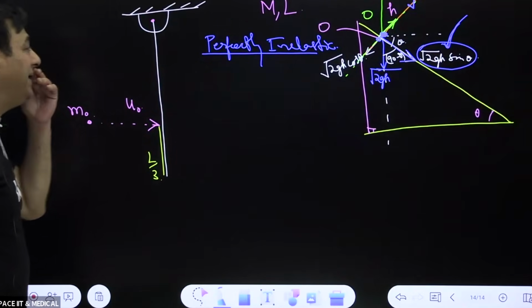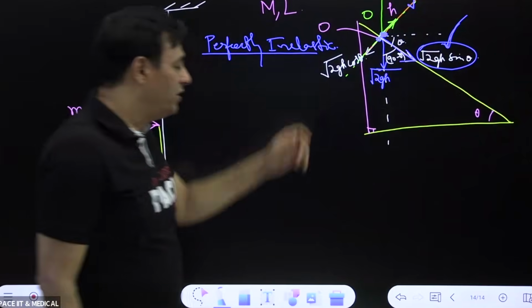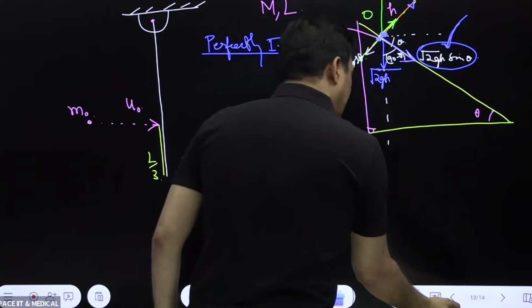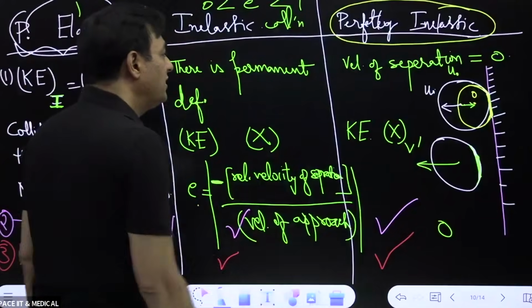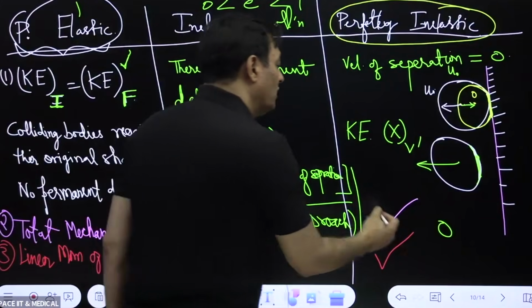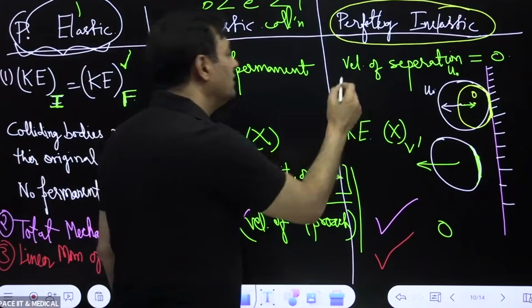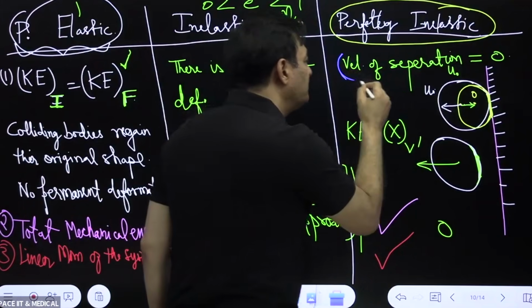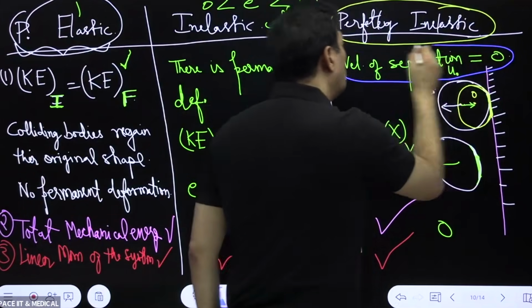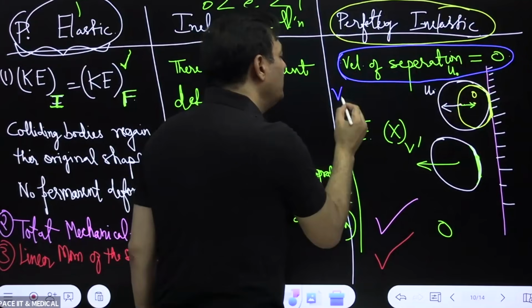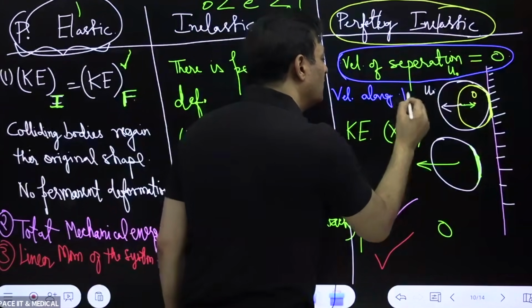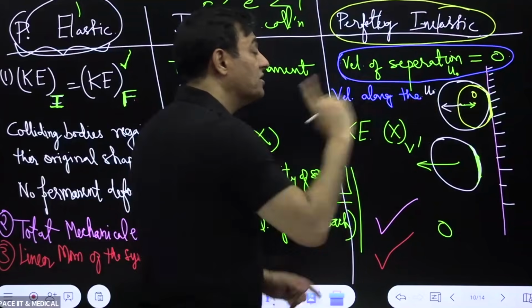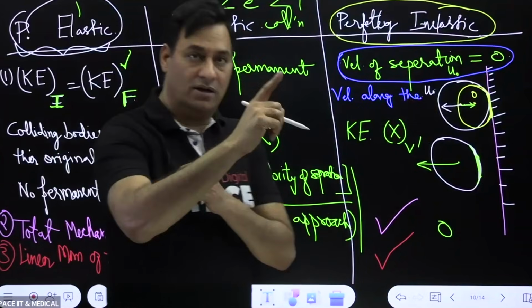So this is what I wanted to make clear about the table that we drew, where we were learning about inelastic and perfectly inelastic collisions. Please always note it down. The condition is that the velocity of separation should be zero along the common normal.